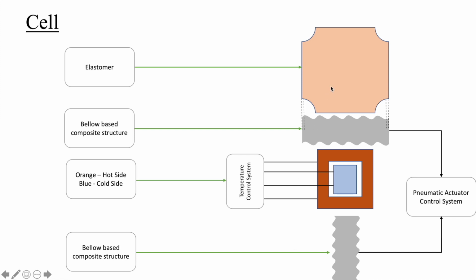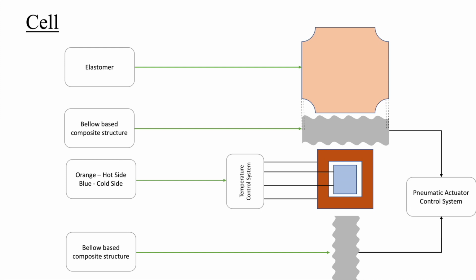The first layer is an elastomer, which provides the flexibility to be deformed. The next layer consists of a bellow-based composite structure. This is connected to a pneumatic control system, where by pumping in air we can deform and bend it, to make any form of dent or bend, or we can make it planar. The next layer consists of two Peltier cells. Why do we require two Peltier cells here? In one of the Peltier cells, the hot side faces the elastomer, and in the other, the colder side faces the elastomer.